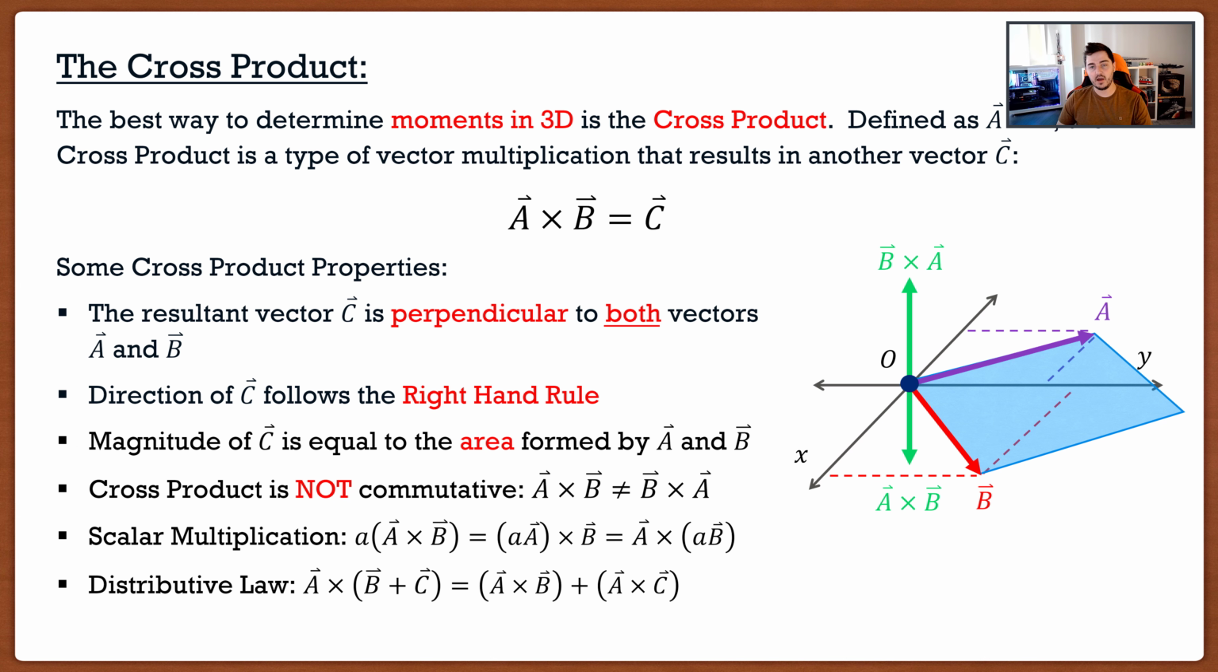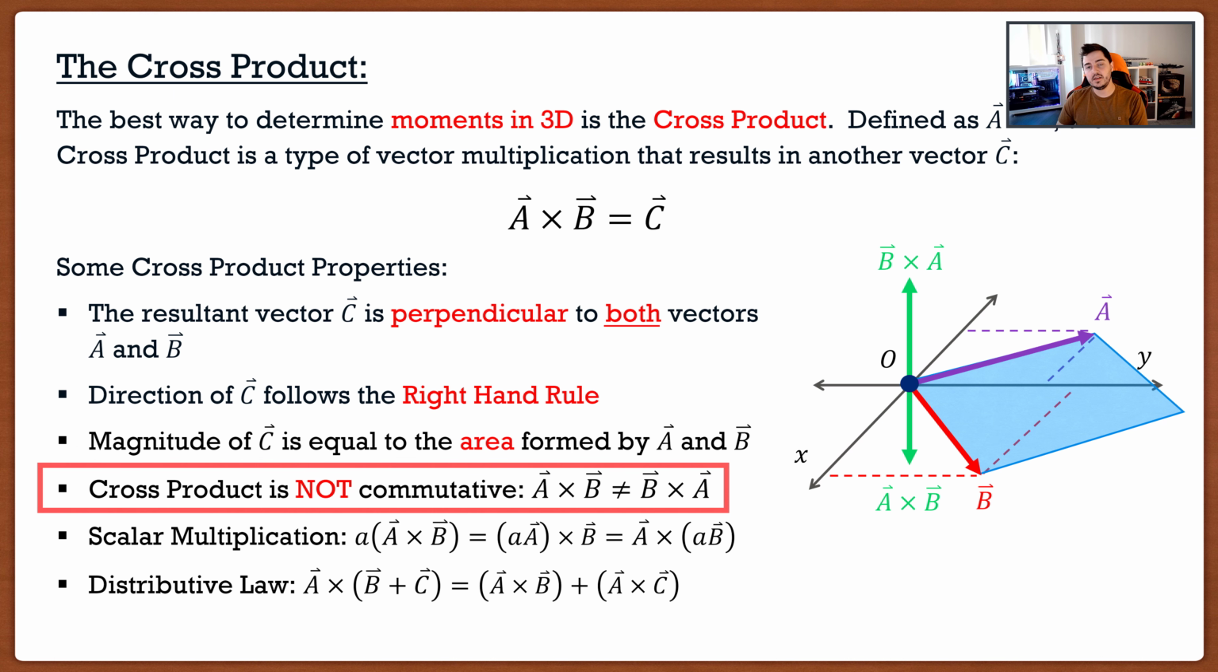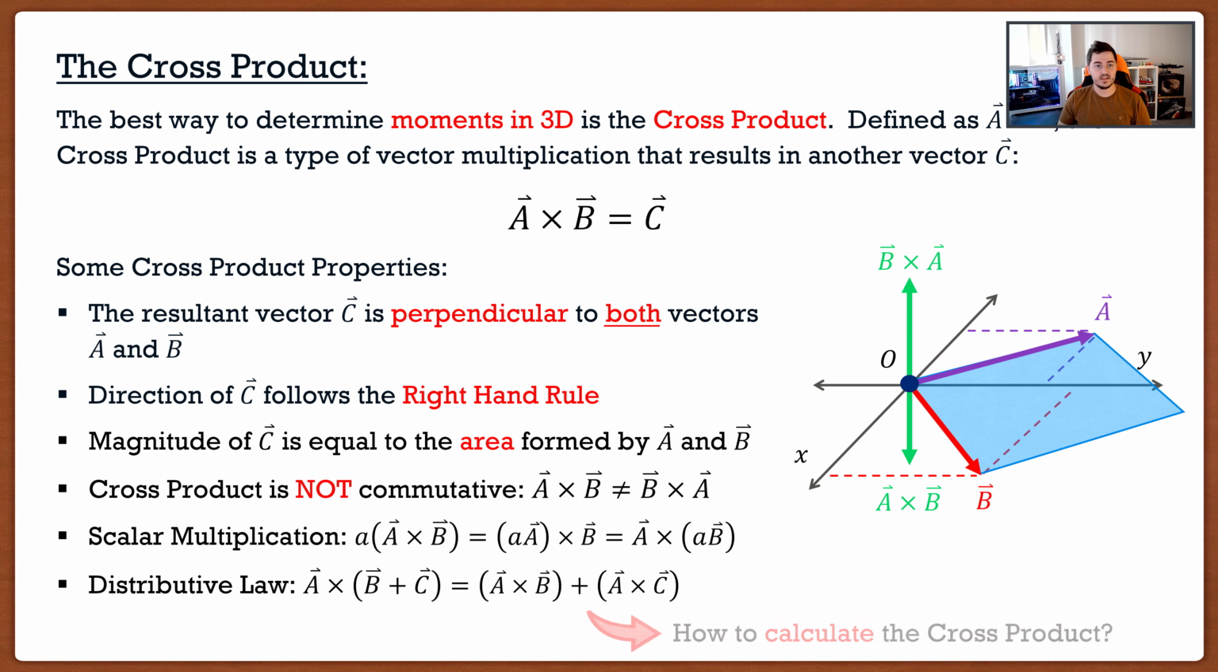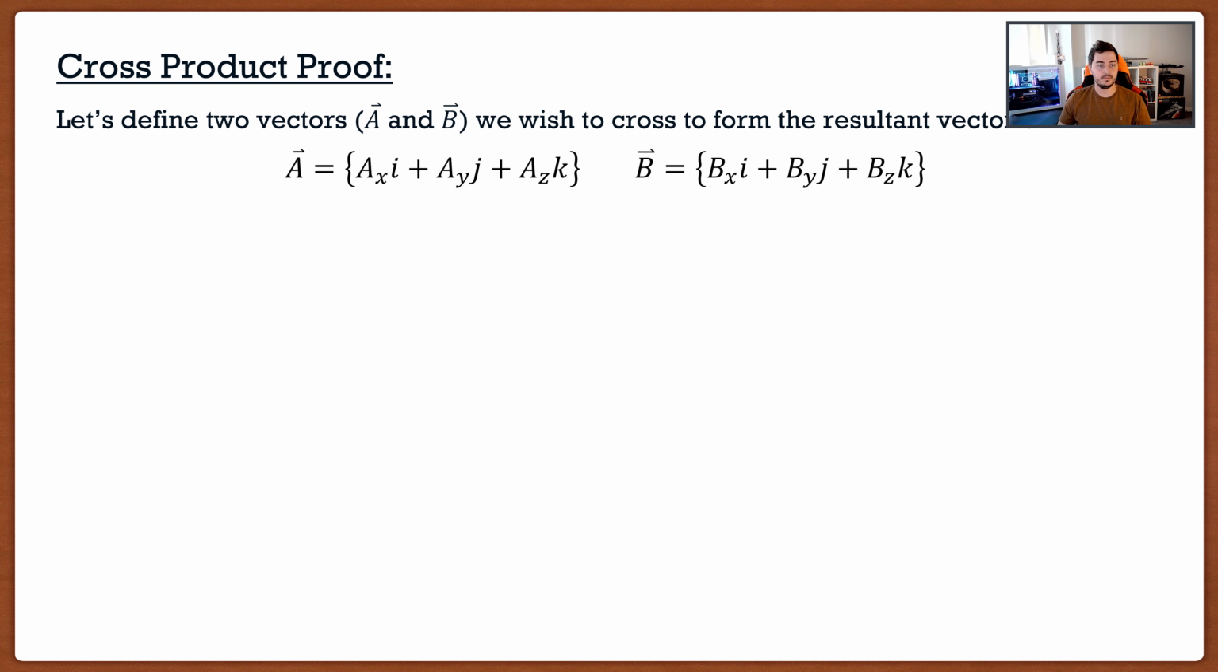If there's one thing I want you guys to take away from this slide, it is this. A cross B is not equal to B cross A. The order of the cross product is going to be very important. Now you guys may be saying, Clayton, we just talked about the cross product a lot, but you still haven't showed us how to calculate the damn thing. So let's go to the next slide and figure out how exactly we calculate the cross product to get that resultant vector C. Well, it's actually very nice and ugly at the same time.